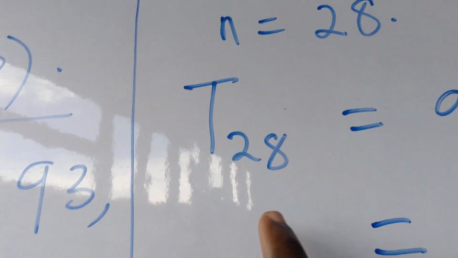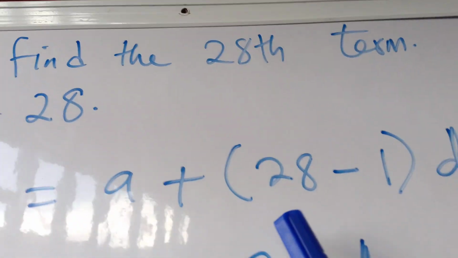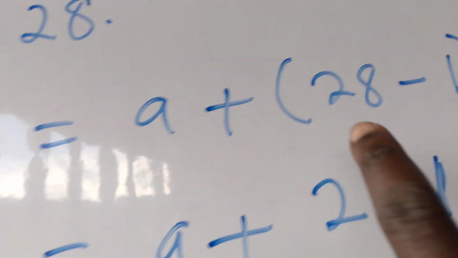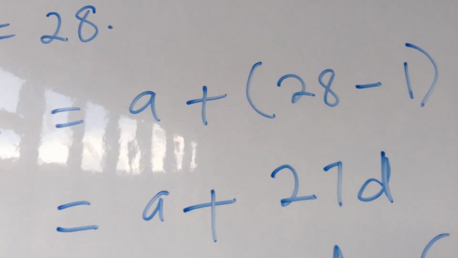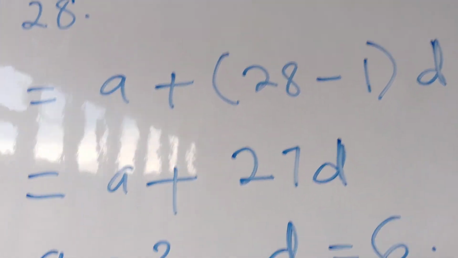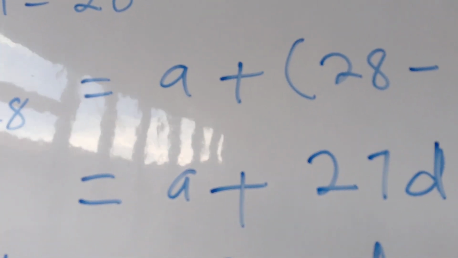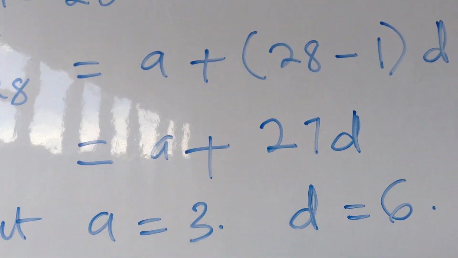This becomes T28 equal to A plus 28 minus 1 times D. So in place of that n, you are writing 28. And 28 minus 1 will give you 27. 27 times D gives you 27D. And then you're having A plus 27D.